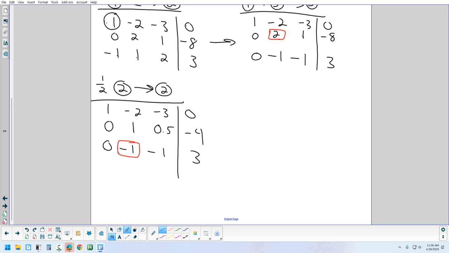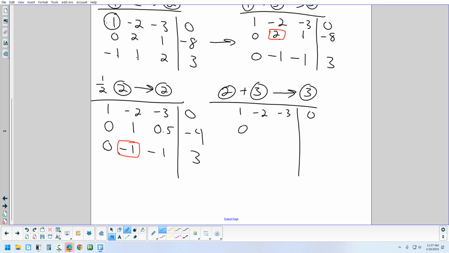So what could I do to create a 0 in that spot? Add row 2 and row 3 and replace row 3. Yep. So take row 2 and row 3, add them up, and that will replace what's in row 3. Which rows are not changing? 1 and 2. In fact, 1 and 2 are done for the rest of this problem. So 1, -2, -3, 0, 0, 1, 1/2, -4. And now add row 2 and 3 together.